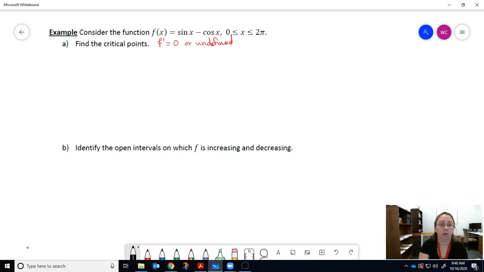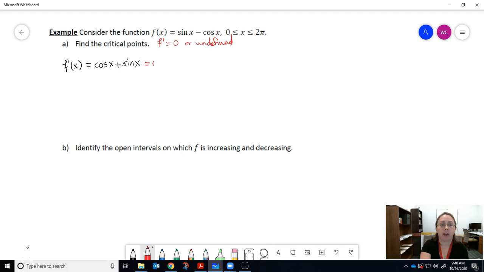Okay, so let's find the derivative. So f prime is equal to the derivative of sine, cosine, minus the derivative of cosine. That's negative sine. So two negatives is going to make this a positive sine of x, and there's your derivative. Now, this derivative could be 0. We're going to solve that equation. So let's set it equal to 0.